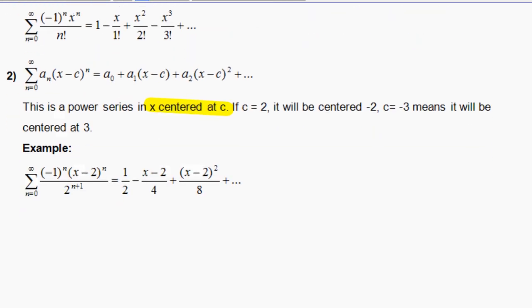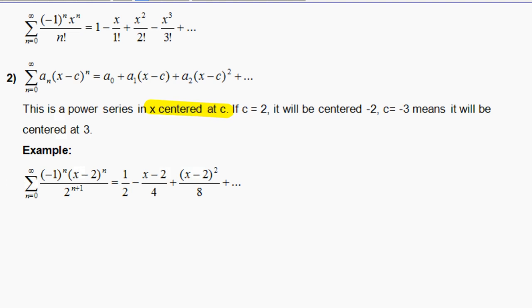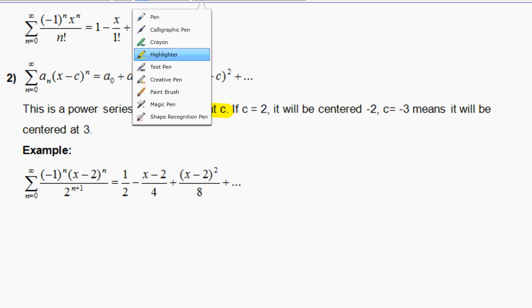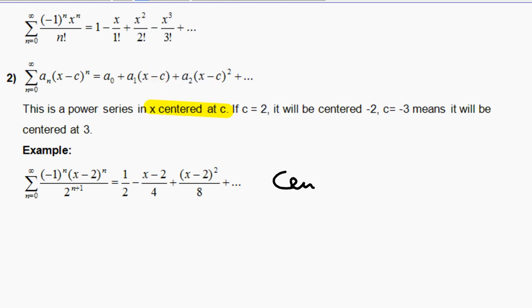And the second one here, you have another series which is centered at, this one is centered at -2. All right, so C is -2, which means it's centered at -2. So this one here is centered at -2. Okay, so that's the difference between those two types of series.